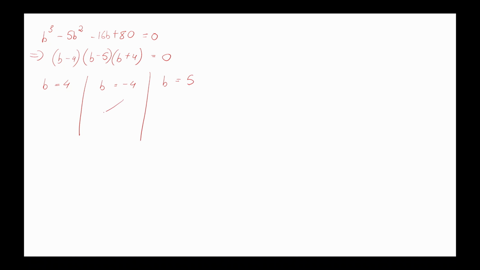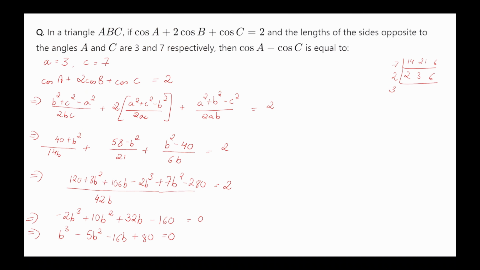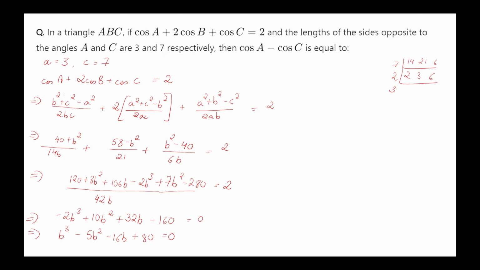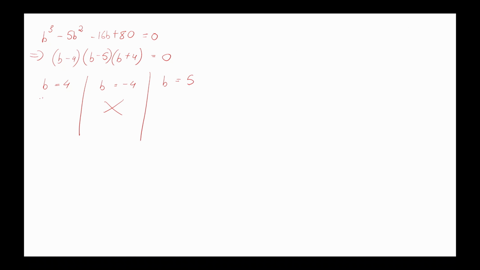So first of all, B cannot be negative. So this is cancelled out. Of course, it is the length of the side of a triangle. It cannot be negative. When I talk about 4, if my B is 4, that means my A is 3, my C is 7. And I hope you all know that this is a property in triangles, that the sum of 2 sides should always be greater than the third side.